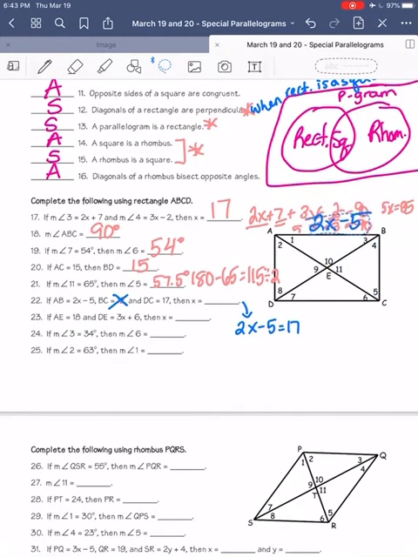Let's see if I can move this 2x minus 5. Oh man, it took everything. Okay, that was not the smartest idea then. Let's see if I can just erase it.